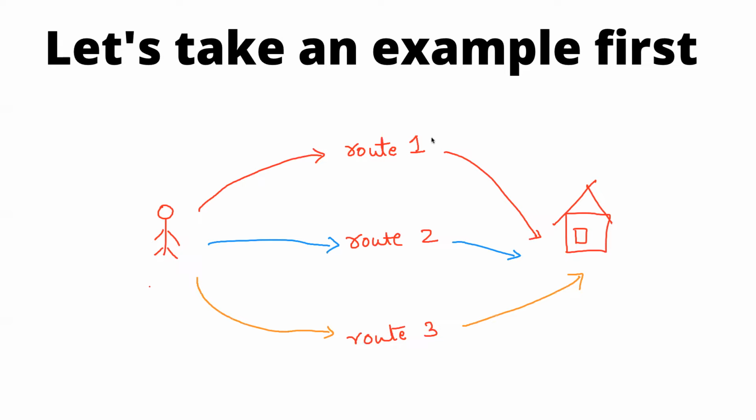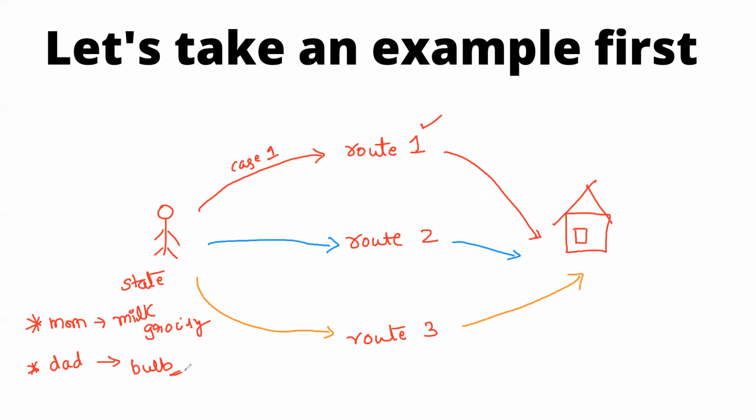Now, how will you choose your route? Will you go with route 1, route 2, route 3? That depends on what state you are in. Let us take an example. Let's say your mom asked you to bring some milk from the grocery store. Now, this option is present in route 1. So in this case, you're going to pick route 1. Let's say your dad asked you to bring something from a shop. Let's say he asked you to bring a bulb. This particular shop is in route 2. So you might take route 2 in this case.